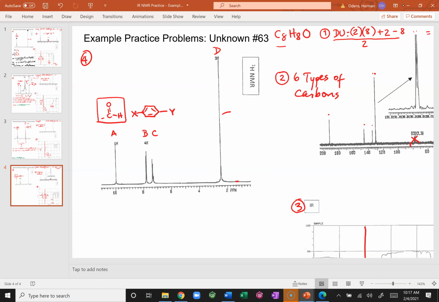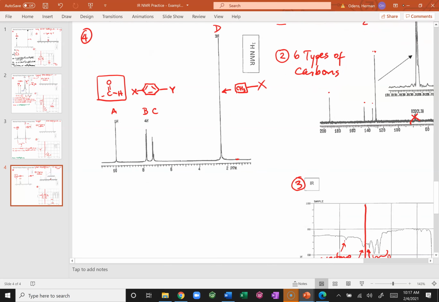CH3. This is a CH3. Very good. That is isolated, with something blocking it from having any neighbors, so no splittings. All right? So we can solve this now. Let's solve for this. We got all the pieces together.